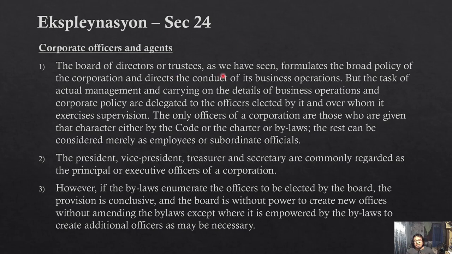And this number clearly provides for that. The board of directors or trustees, as we have seen, formulates the broad policy of the corporation and directs the conduct of its business operations. But the task of actual management, yung day-to-day operations and carrying on the details of business operation and corporate policy, delegated yan sa officers elected by the board and over whom it exercises supervision. So yan na, oversee the management of a corporation. Sinusupervise ng board of directors yung mga officers.